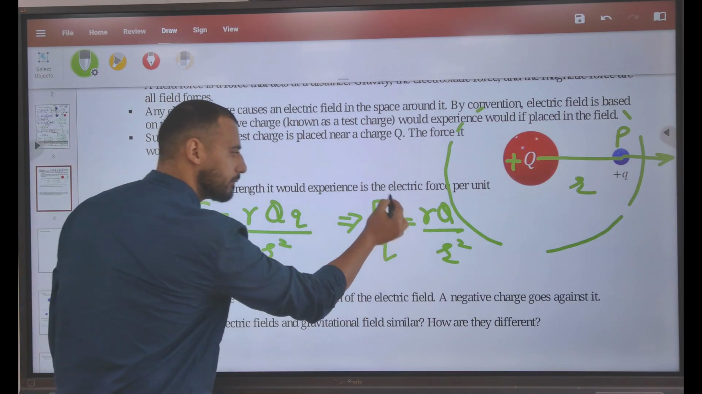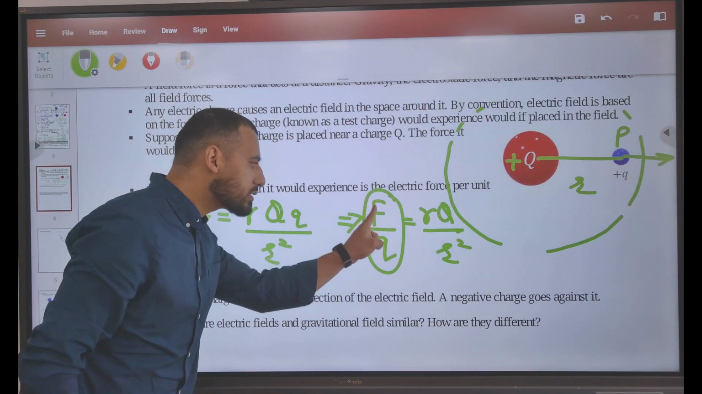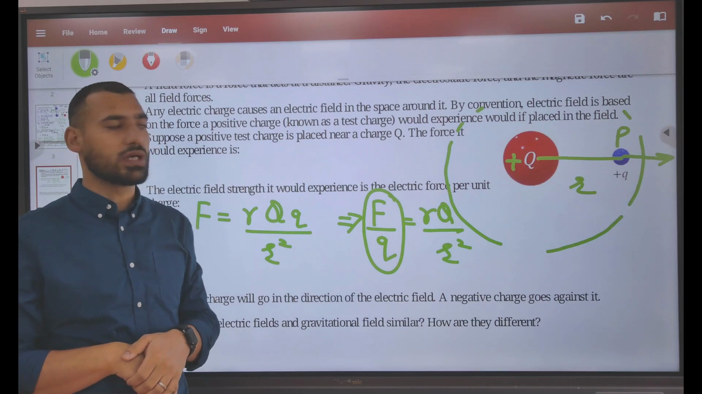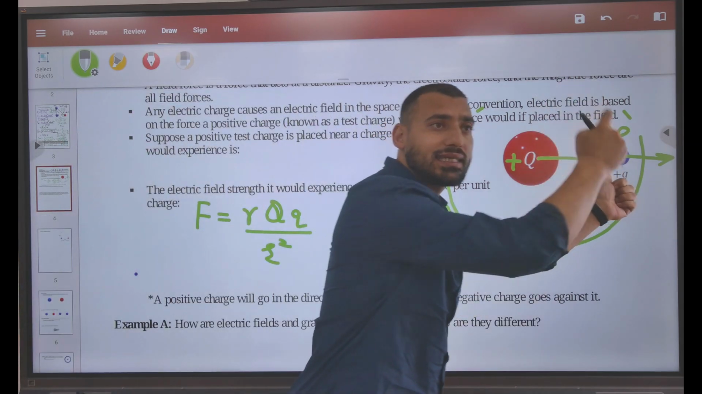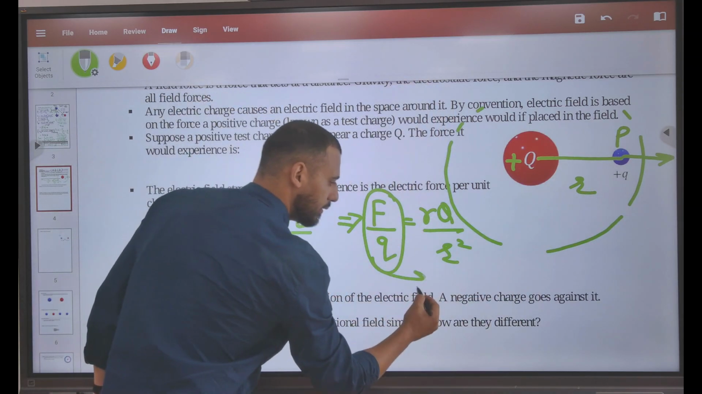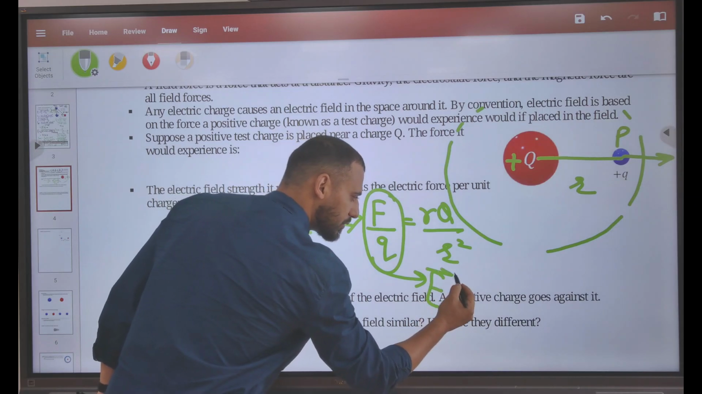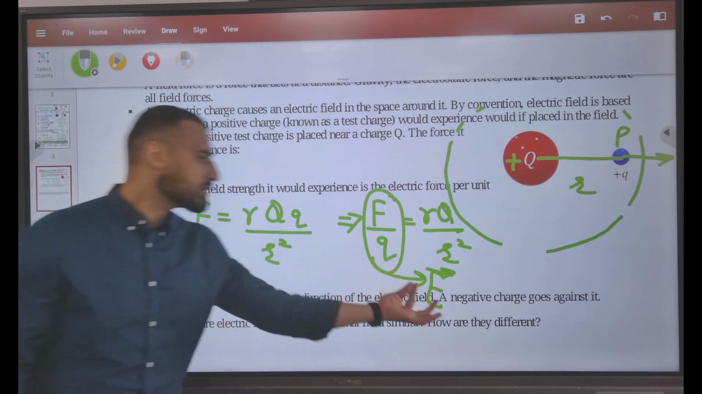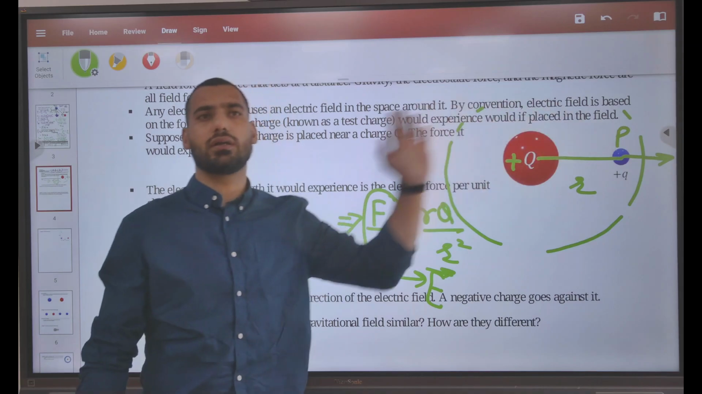Now this thing, the force per unit of charge, which charge? The charge that I kept here. This is called the electric field strength. Is it clear? This is the expression for the electric field at any point.